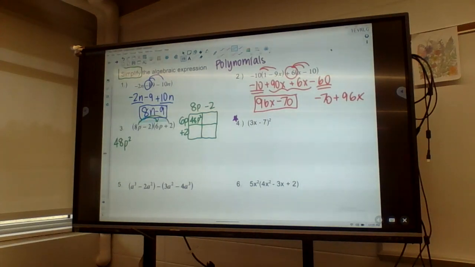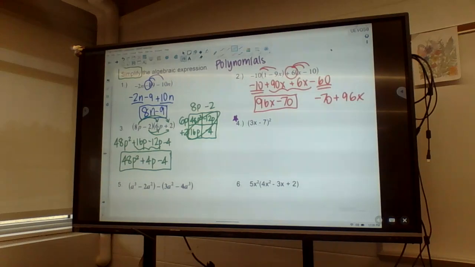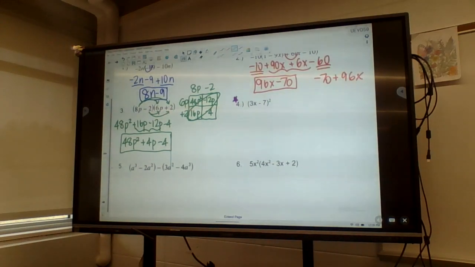Then I'm going to do outer. So that's 16p. I'm going to do inner. That's -12p. And then I'll do last, which is -4. And our last step is we just combine the like terms that we have. So it's those middle 2 terms, or these 2 terms in that little square there. So 16 minus 12 is going to be 4p. And so that's our final simplified version of this.